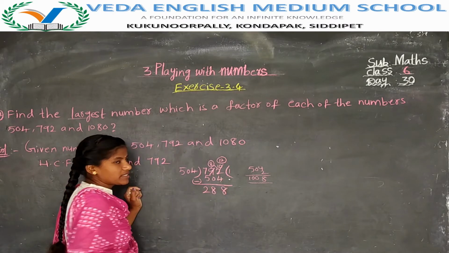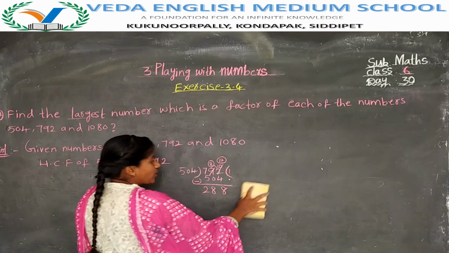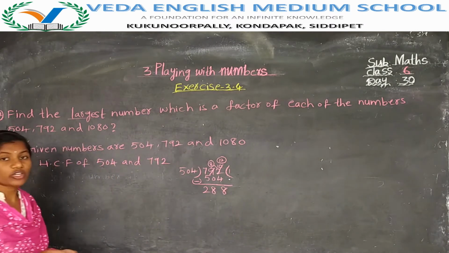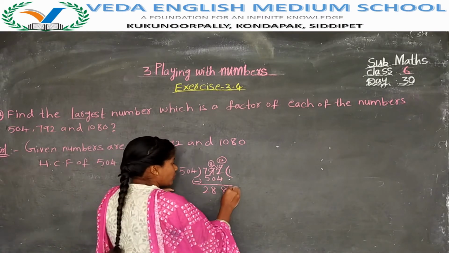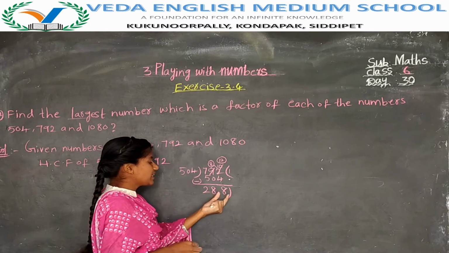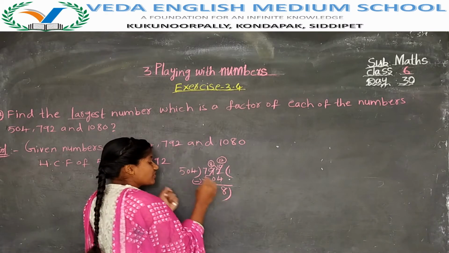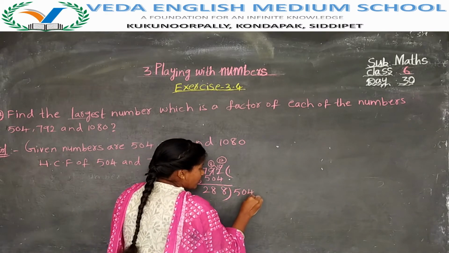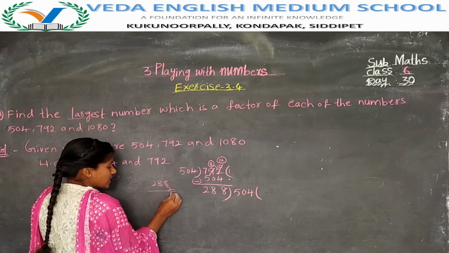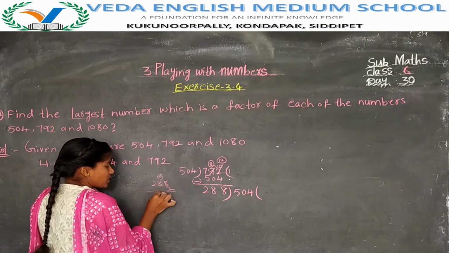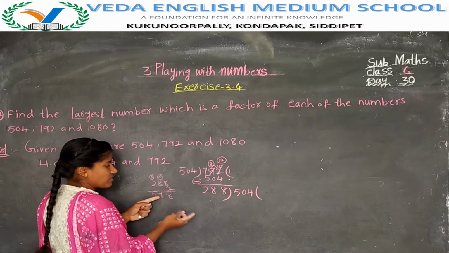Now did you get the remainder 0 here? I said already in the HCF, you have to continue the division until you get the remainder as 0. Did you get the remainder 0 here? No. So you have to continue this division. Now 288 is the divisor. What is the dividend? The first divisor, 504. Now 288 ones are 288, 288 twos are 576. 576 will become a greater number.